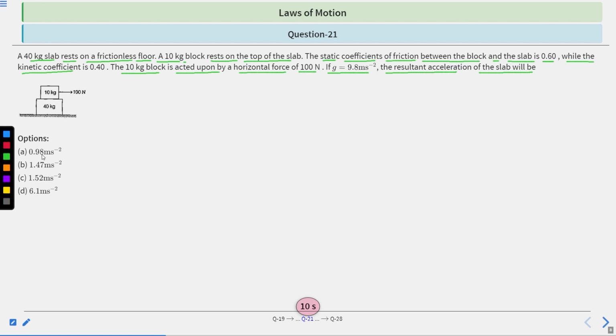The given options are: A 0.98 meter per second square, option B 1.47 meter per second square, option C 1.52 meter per second square, and option D 6.1 meter per second square. Which one is correct? You have 10 seconds to solve this question. After that we will provide the solution. Let's find the solution.